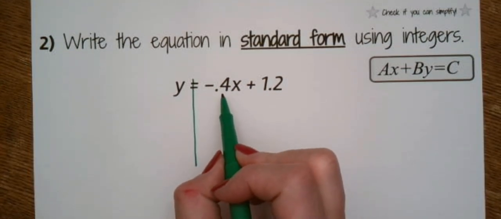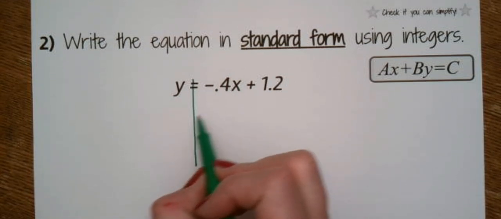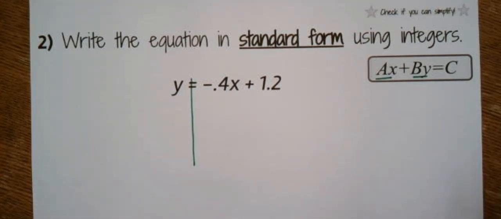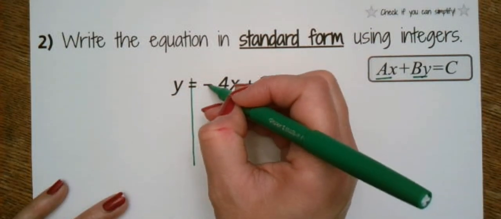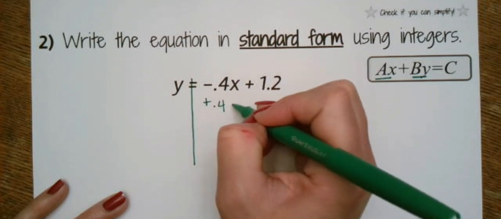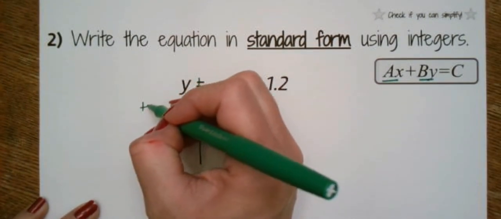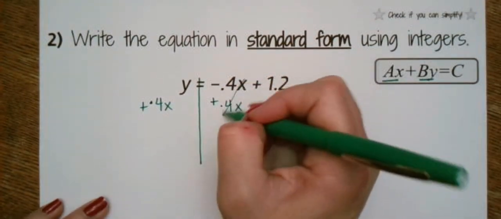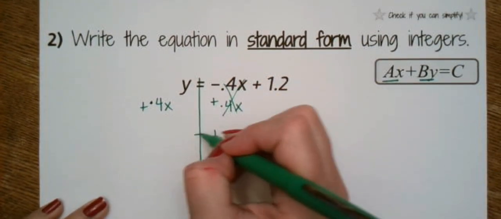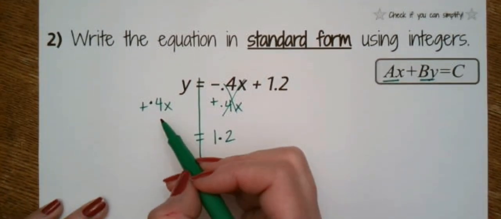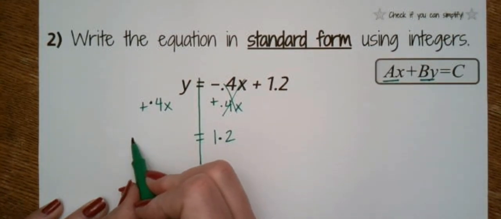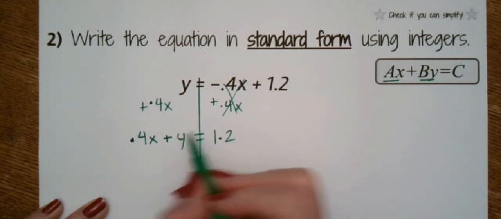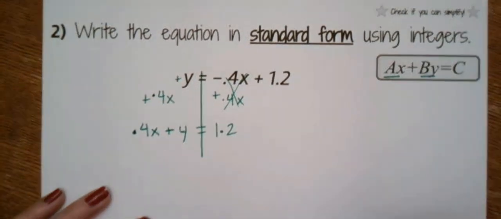I've got the x term on the right-hand side, and I need to move that over to the left-hand side because both the x and the y have to be on the left-hand side of the equal sign. So I'm just going to do the opposite here. I'm going to add 0.4x, add 4/10 x to both sides. And then over here, I'm going to have a positive 0.4x and a positive y.